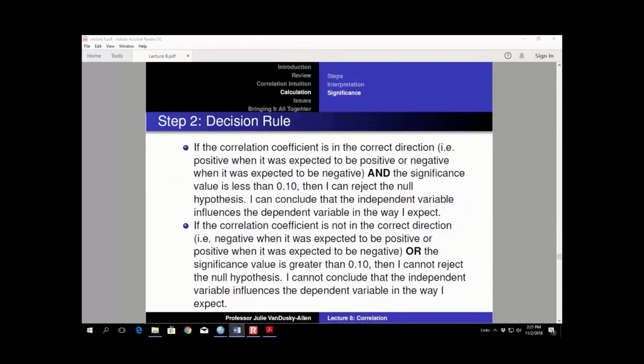Step 2 is writing the decision rule. If the correlation coefficient is in the correct direction, as in positive when it was expected to be positive, or negative when it was expected to be negative, and the significance value is less than 0.1, then I can reject the null hypothesis. I can conclude that the independent variable influences the dependent variable in the way I expect. If the correlation coefficient is not in the correct direction, as in negative when it was expected to be positive, or positive when it was expected to be negative, or the significance value is greater than 0.1, then I cannot reject the null hypothesis. I cannot conclude that the independent variable influences the dependent variable in the way I expect.